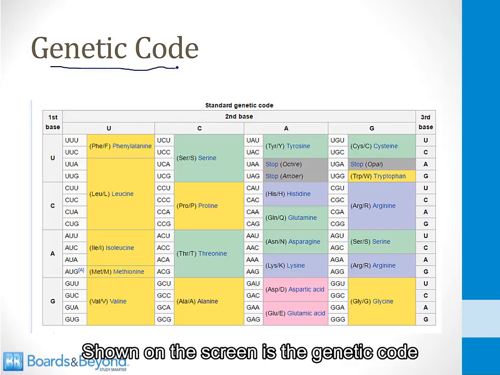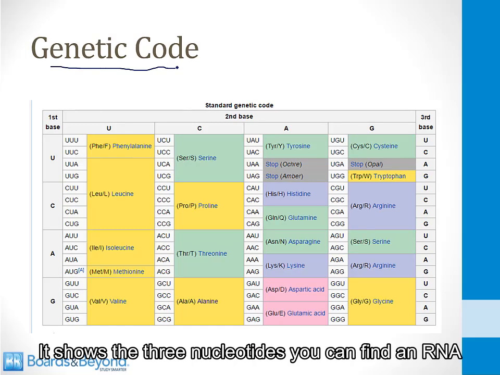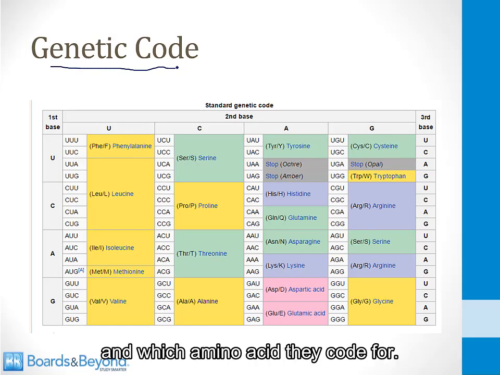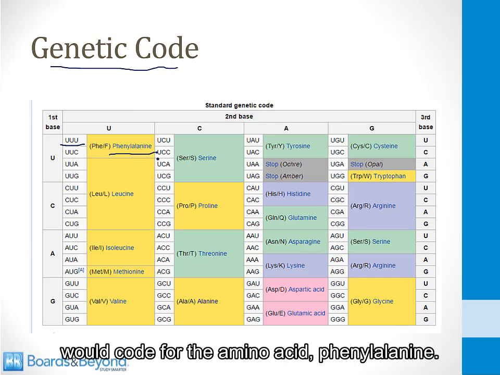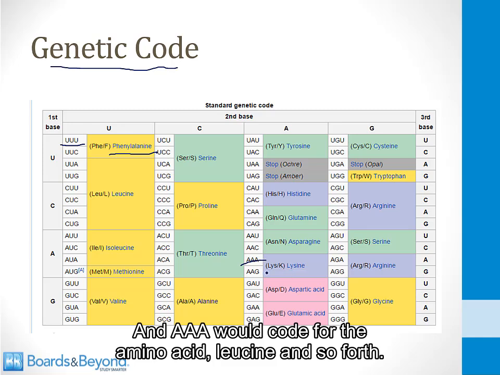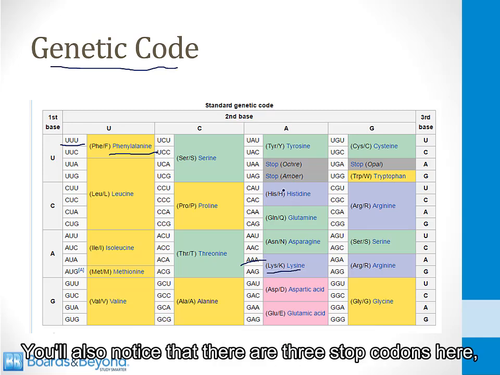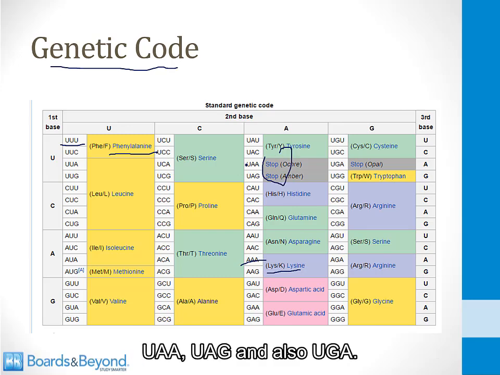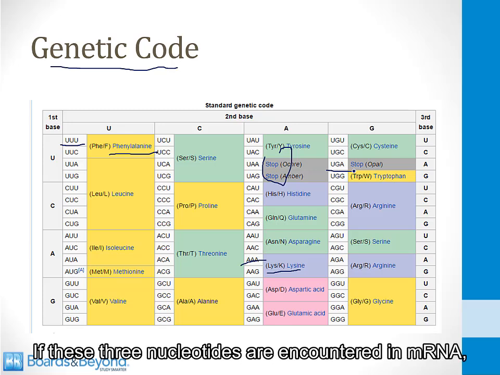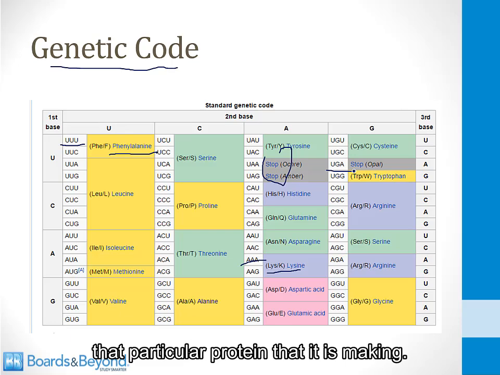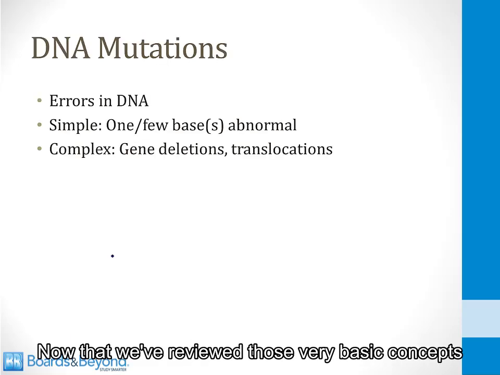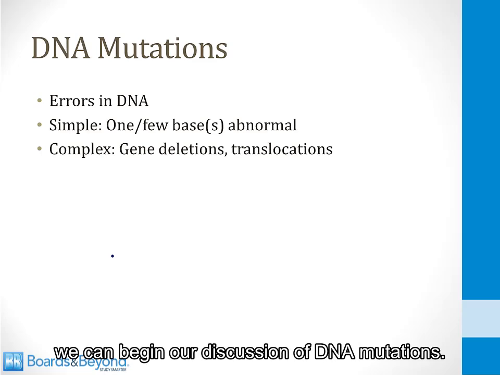Shown on the screen is the genetic code that cells in the human body use. It shows the three nucleotides you can find in RNA and which amino acid they code for. So for example, a UUU, if found in an mRNA molecule, would code for the amino acid phenylalanine. An AAA would code for the amino acid lysine, and so forth. You'll also notice that there are three stop codons here, UAA, UAG, and also UGA. If these three nucleotides are encountered in mRNA, that tells the body to stop synthesizing the particular protein that it is making. Now that we've reviewed those very basic concepts, we can begin our discussion of DNA mutations.